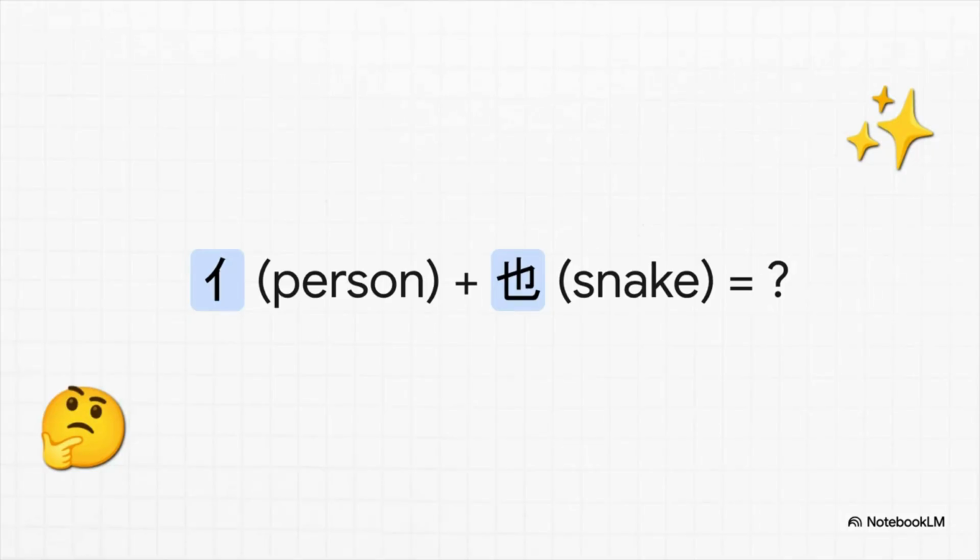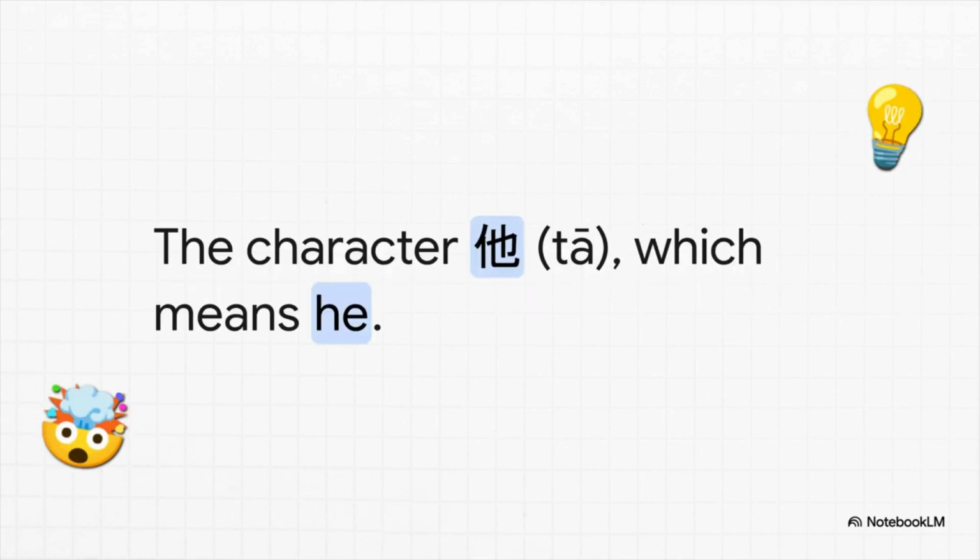Okay, so what happens when you actually put them together? A person standing right next to a snake. What on earth could that mean? And here it is. It creates the character tā. It's pronounced tā with a high flat tone, and it means he. That's right, the character for he is literally a picture of a person next to a snake.